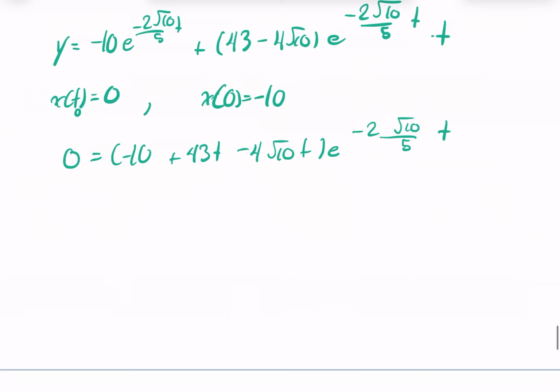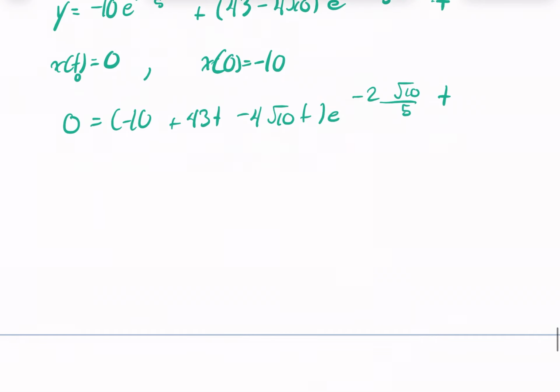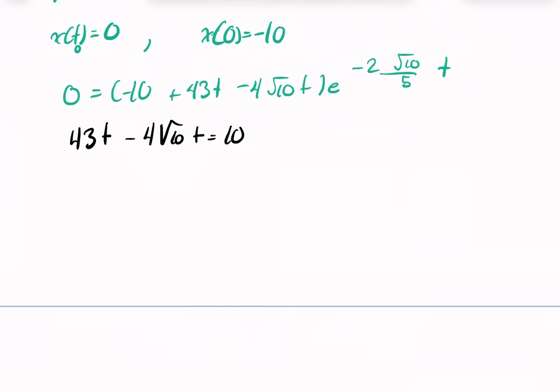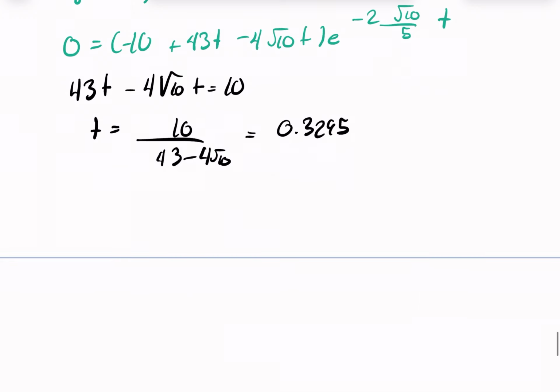Now, this right here, equal to that, has no solution. We know that at this point. It's like e to the x equals 0, and you'd try to take ln 0, and you know what happens at that point. And so we only really get 43t minus 4 root 10 t equals 10, sorry. And then we isolate for t equals 10 over 43 minus 4 root 10 equals 0.3295, which is correct.